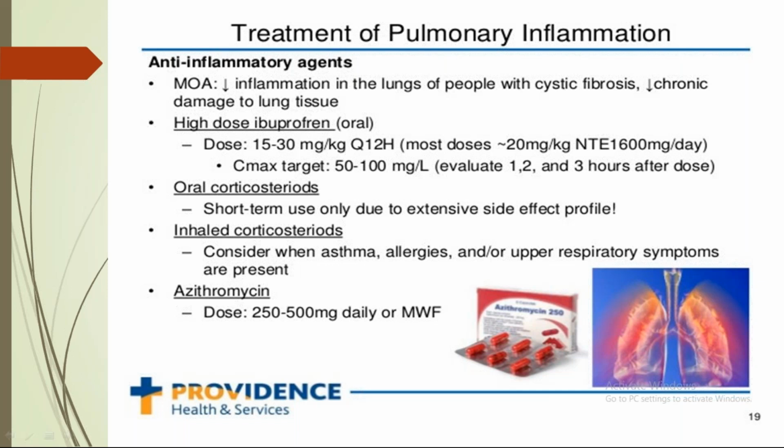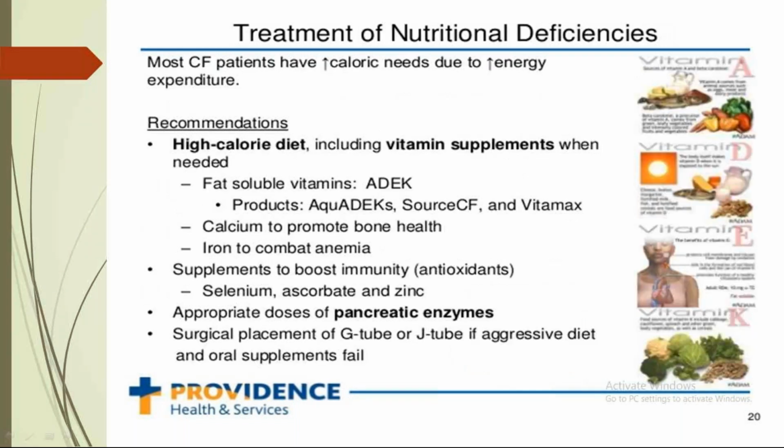Ibuprofen will be given in a dosage of 15 to 30 milligrams per kg, 12th hourly. Steroids will be used for short-term therapy. Inhaled steroids will be used in patients with asthma, allergy, or upper respiratory tract symptoms. Coming to the next anti-inflammatory agent, azithromycin is used in a dosage of 250 to 500 milligrams daily.